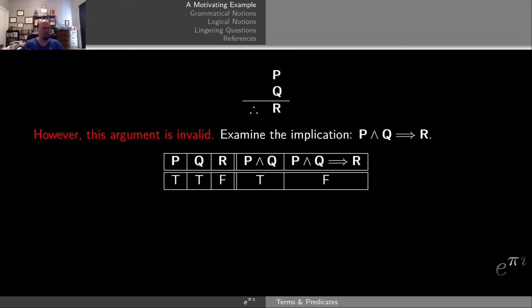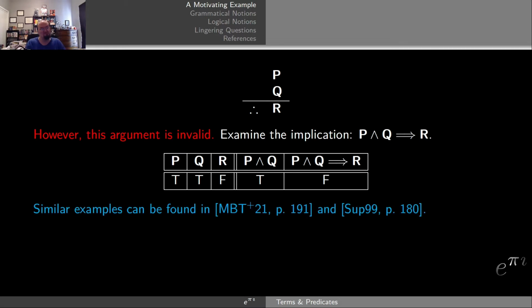So, now, is this some kind of outlier that you can just ignore? And sadly, no. Similar examples with similar form can be found in the Magnus book, and the Suppes book, and a lot of different places. This is actually a well-known problem with sentential logic. So, what is the problem? What is actually the issue?